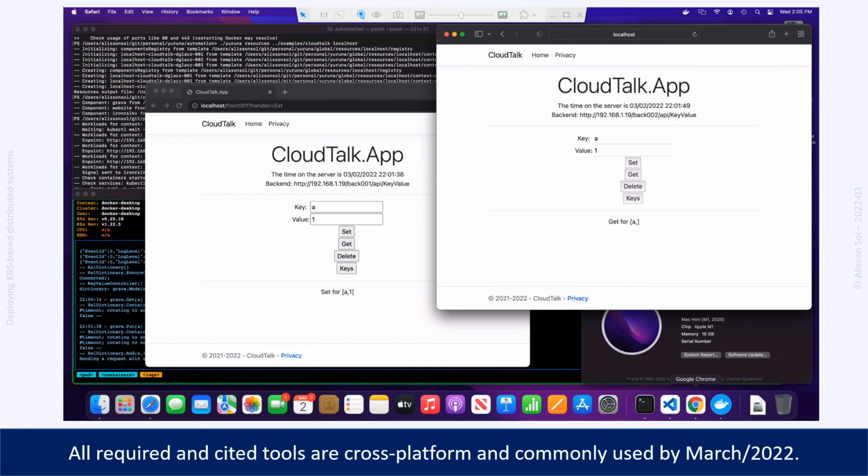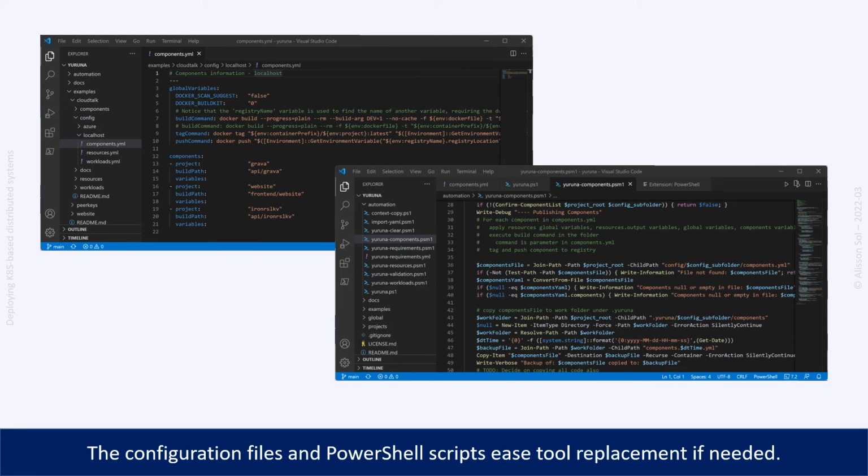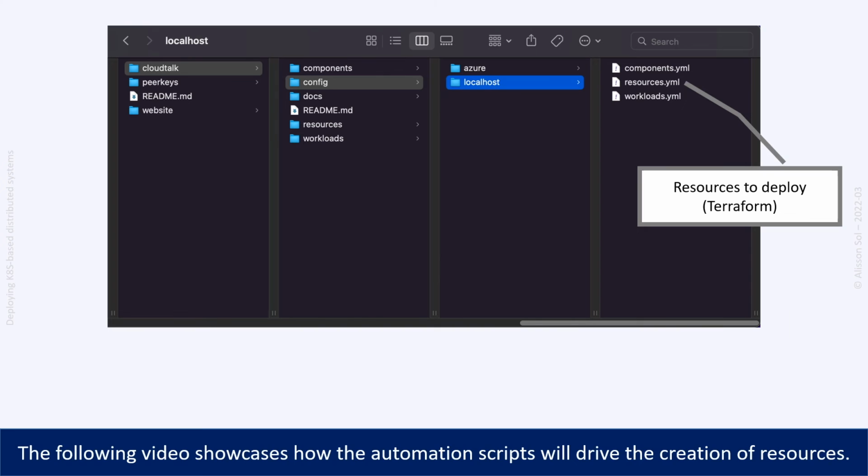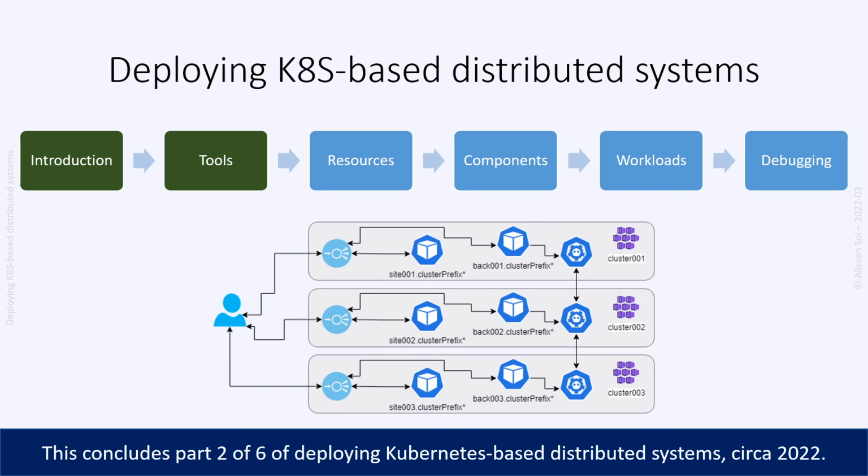All required and cited tools are cross-platform and commonly used by March 2022. The configuration files and PowerShell scripts ease tool replacement if needed. The following video showcases how the automation scripts will drive the creation of resources. This concludes part 2 of 6 of deploying Kubernetes-based distributed systems, circa 2022.